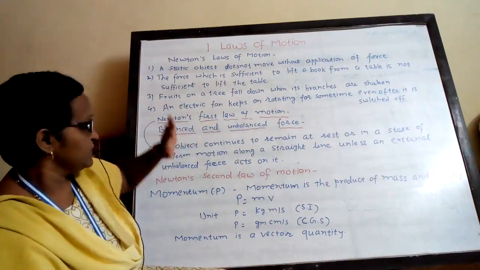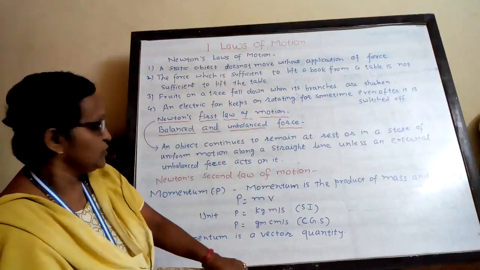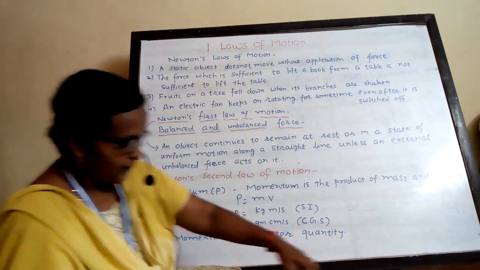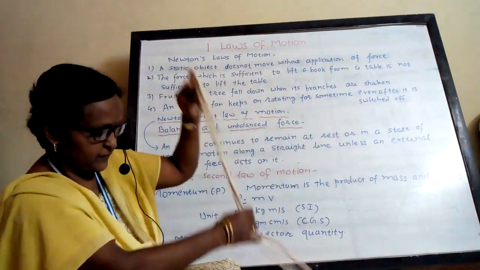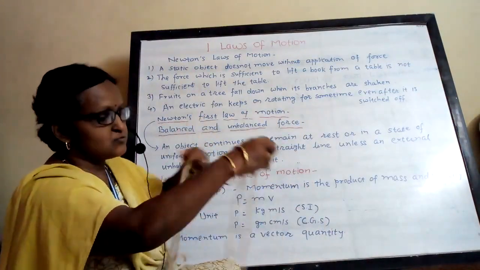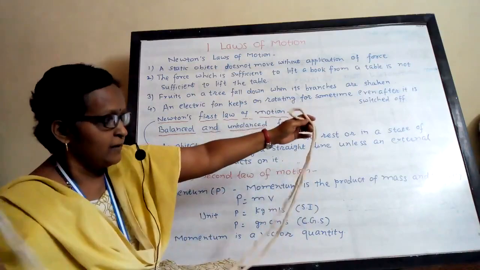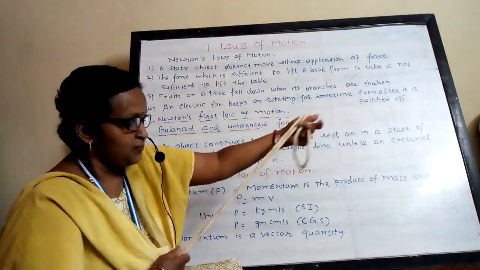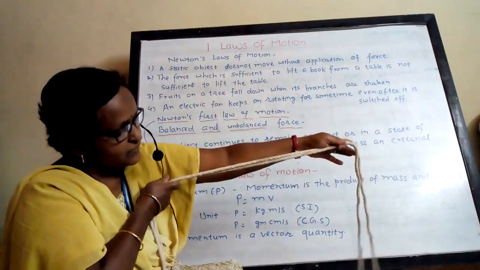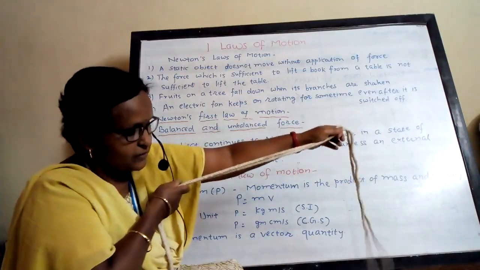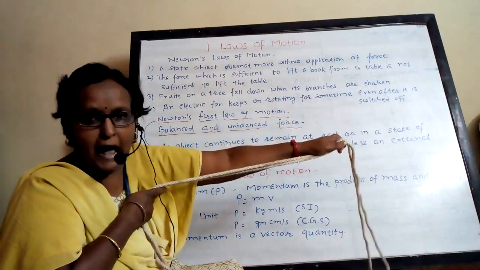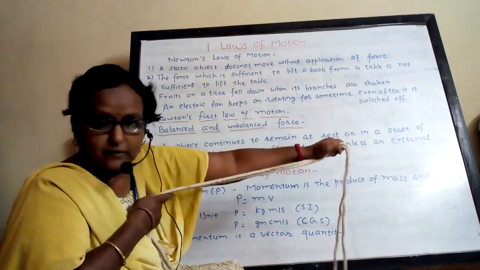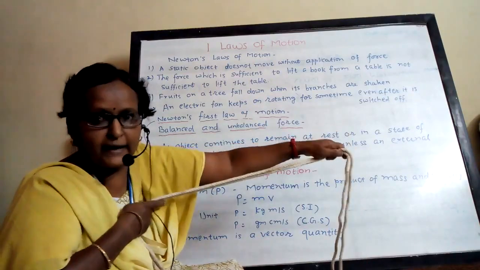Accordingly, we have to study Newton's first law of motion, balanced and unbalanced forces. You might have played tug of war, so we know it very well. Some friends are pulling from that side, some are pulling from this side. Both are pulling, then this middle portion will remain constant. If these two forces are balanced, then the rope will not be pulled anywhere.